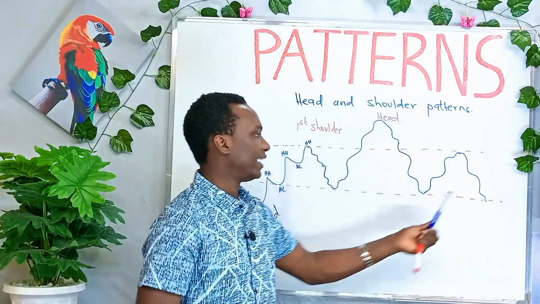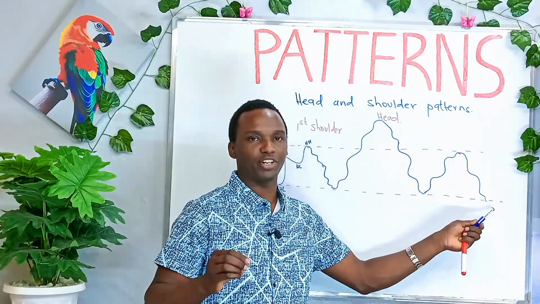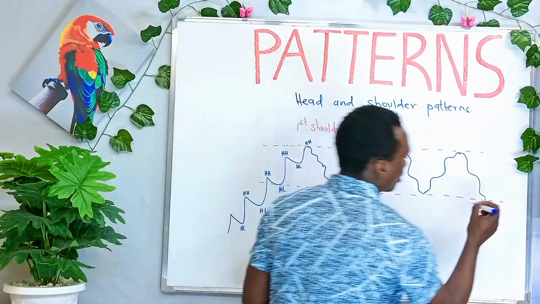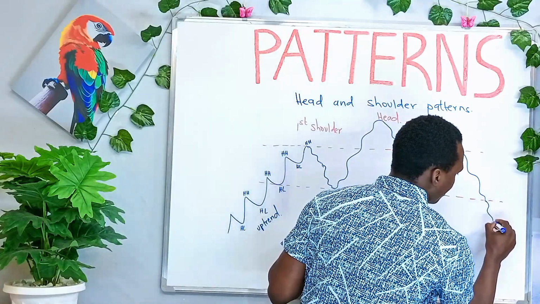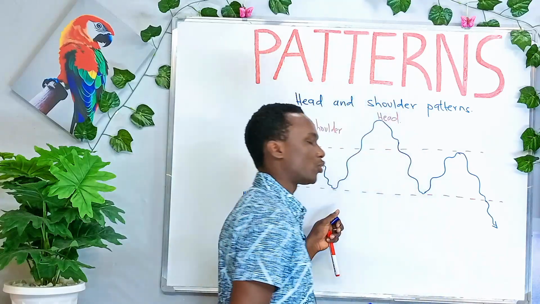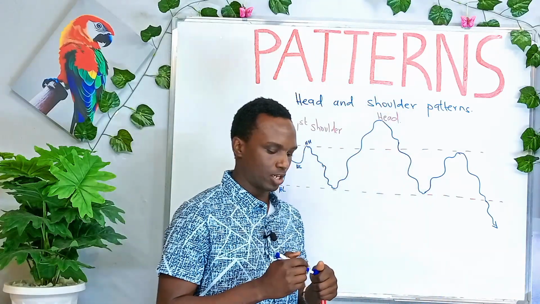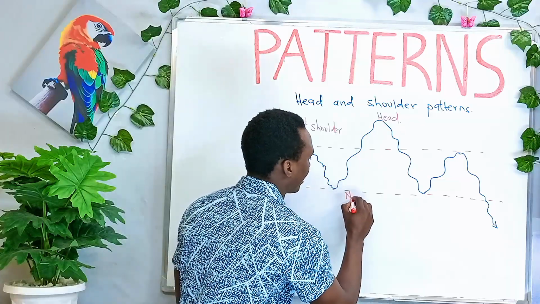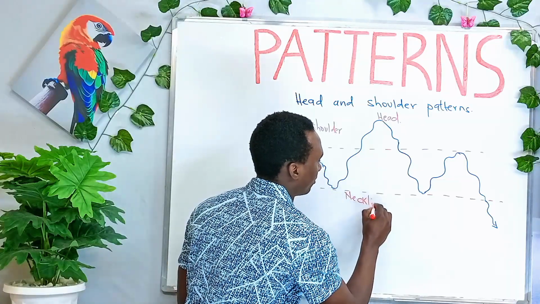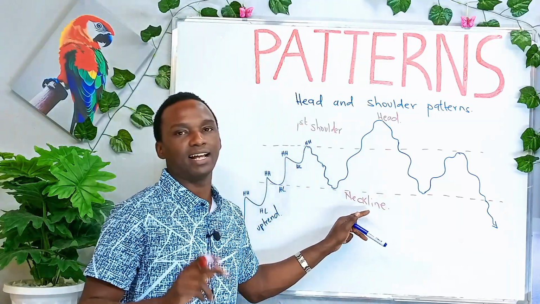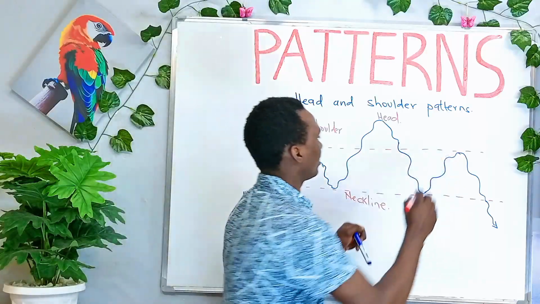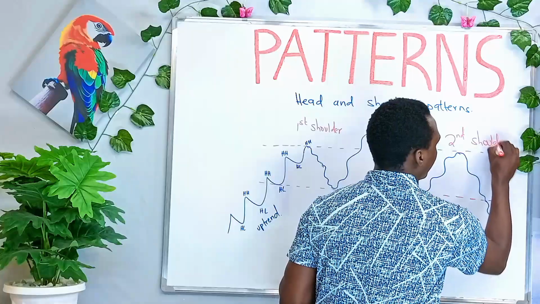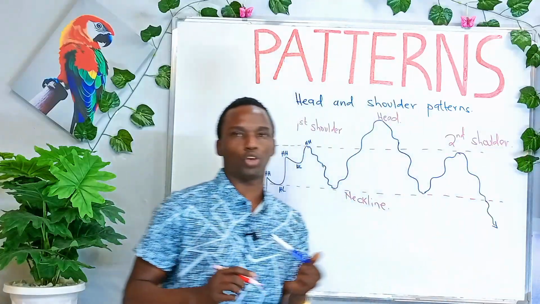If we have enough bearish pressure, bearish momentum, the price is bound to break out of this area and continue to go lower. So in this case, this line we refer to as the neckline. This one is the second shoulder.